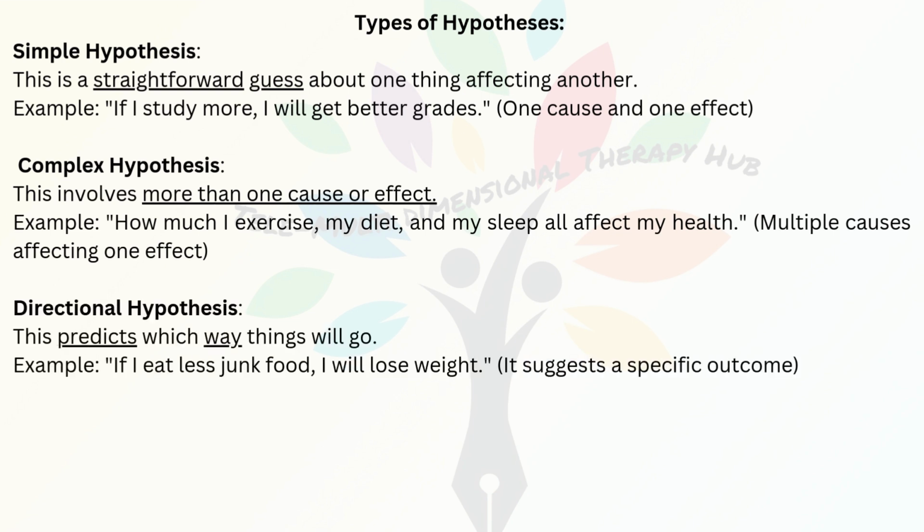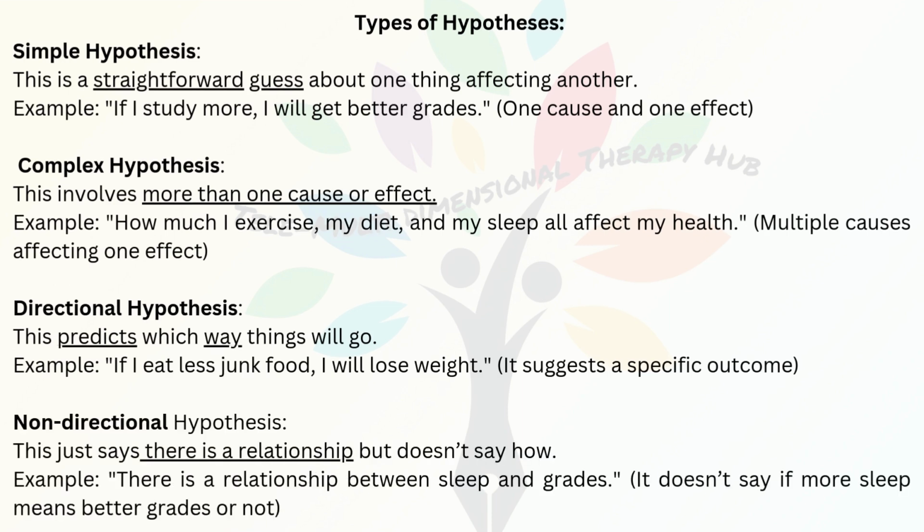The next is directional hypothesis. This predicts which way things will go. For example, if I eat less junk food, I will lose weight. That means the hypothesis predicts the specific direction of an effect. It guesses a specific outcome. So if I eat less junk food, I will lose weight. That means it points to a clear outcome.